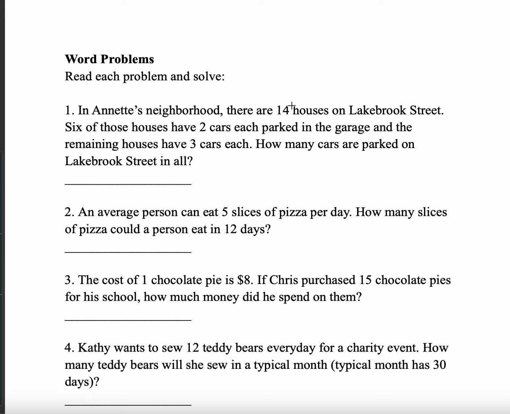So we know there are 14 houses, and 6 of those houses have 2 cars. So we can multiply 6 times 2 to find out how many cars those 6 garages have parked in total, which is 12. Then we know the rest have 3 cars. We have 14 houses, and we already know how much 6 of the houses have. So what's left? 8 houses, and the 8 houses have 3 cars in each garage. So 8 times 3 is 24.